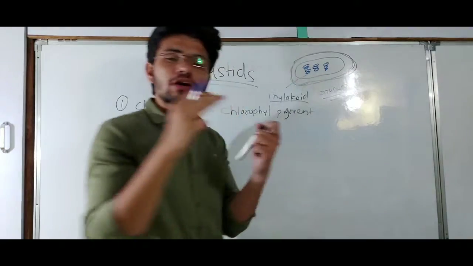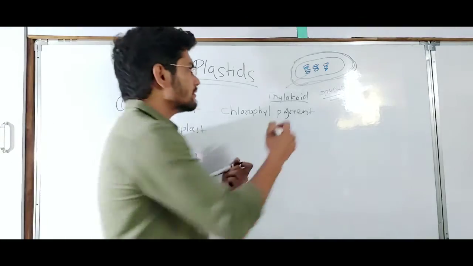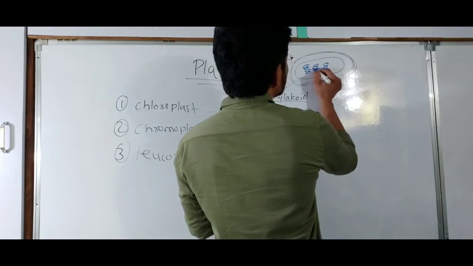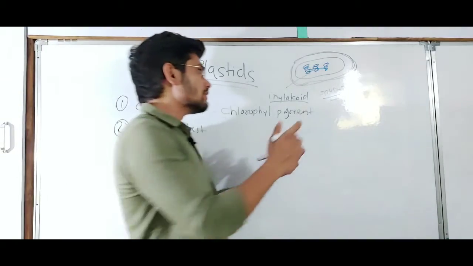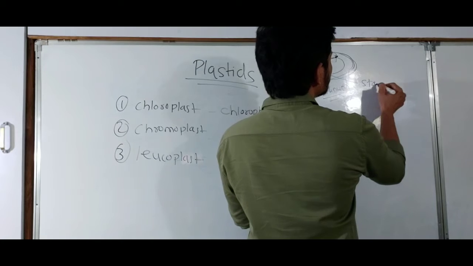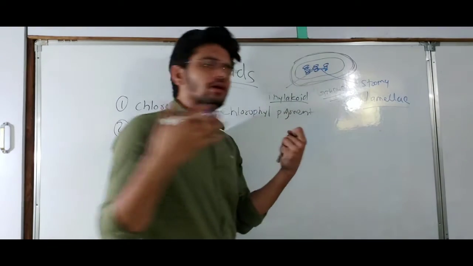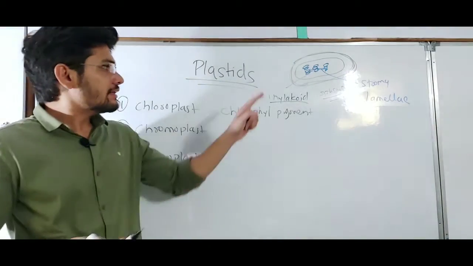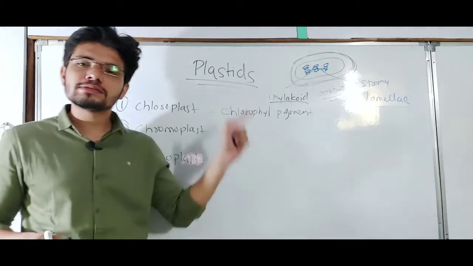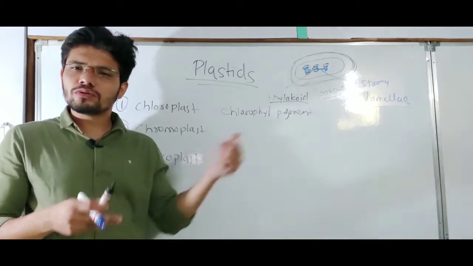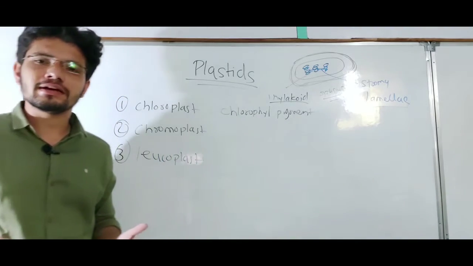Many grana are present in the chloroplast, and they are connected to each other by flat tube like structures known as stroma lamellae. All grana are connected with each other, and in the thylakoids of the grana this chlorophyll pigment is present, and because of this chlorophyll pigment, the plants appear green in color.